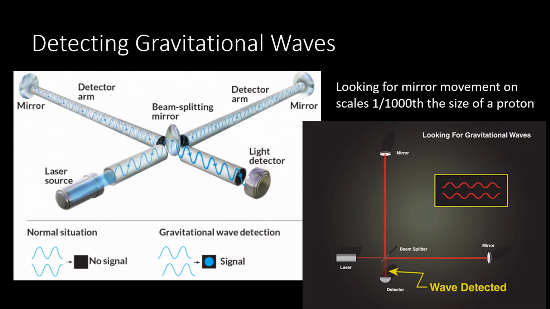Now, one more quick thing. This picture makes it look awfully dramatic, but the stretching and squeezing of space-time that we see is incredibly small. We're looking for mirror movement and space-time manipulation on scales 1/1000th the size of a proton. So very, very much microscopic subatomic scales. That is what we are sensitive to with LIGO and many of these other gravitational wave observatories. So really detecting gravitational wave signals in the first place is a pretty amazing feat.